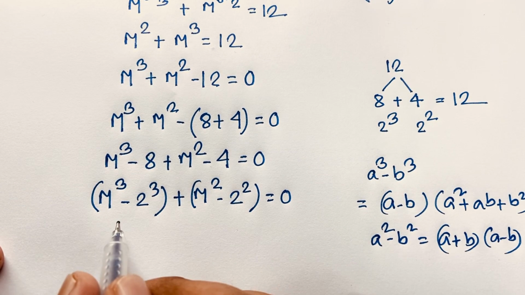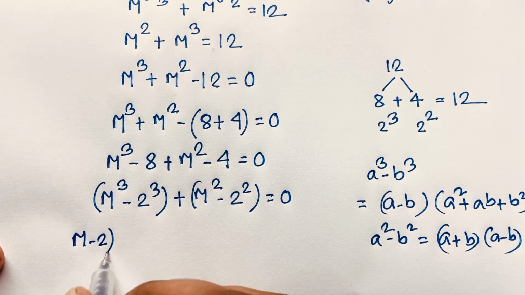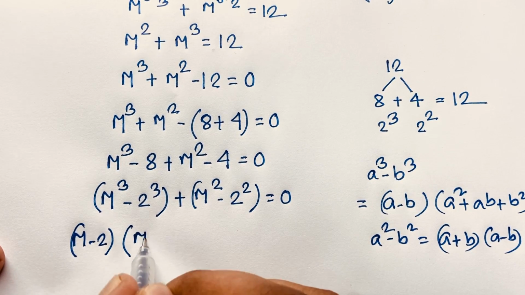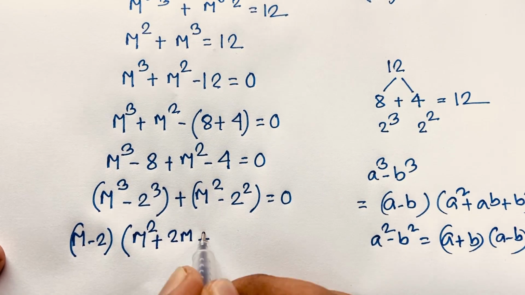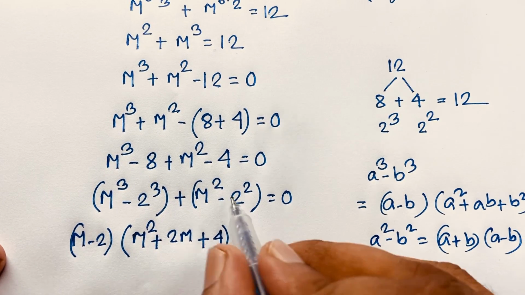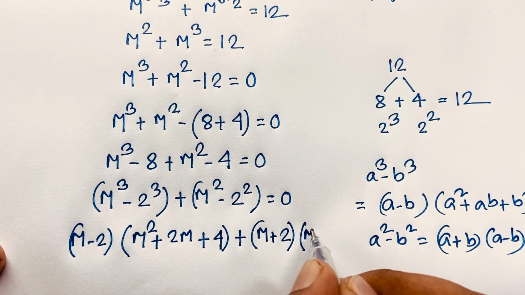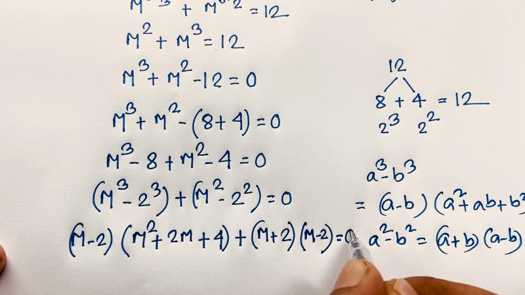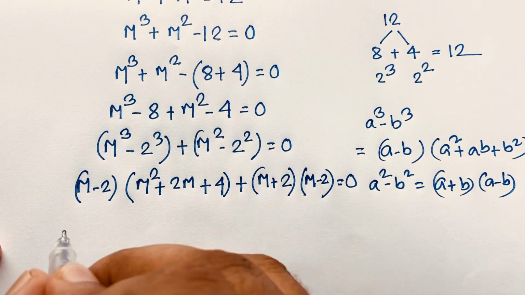Now according to this math formula I can say that this expression will be m minus 2 times m square plus ab, 2 times m, it will be 2m, plus 2 to the power 2, it will be 4. Then here a square minus b square will be a plus b times a minus b is equal to 0. Now at this moment you can easily see here m minus 2 is common.